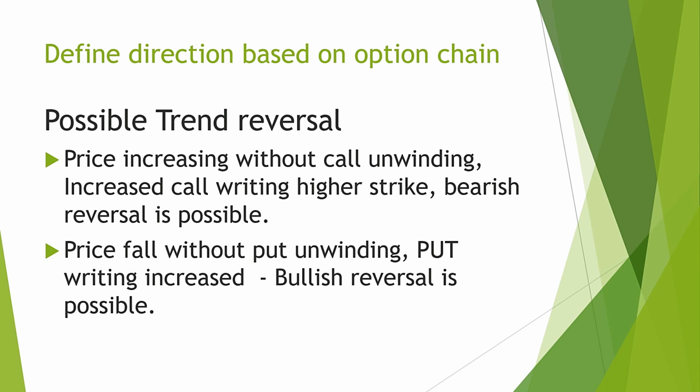How can we see a bullish reversal? When there is a fall in the price of the underlying and puts are not getting unwound, but put writing is increasing, that indicates people are willing to write puts. If there is unwinding, that means people are fearful and they are exiting their short build-up. So when short build-up in puts is maintained and people are not unwinding it, or there is no short covering in puts, then a bullish reversal is possible. So is this clear? Any doubts about this?